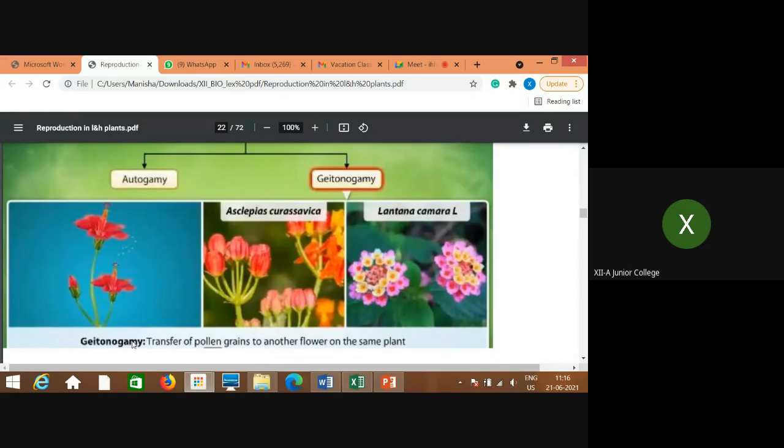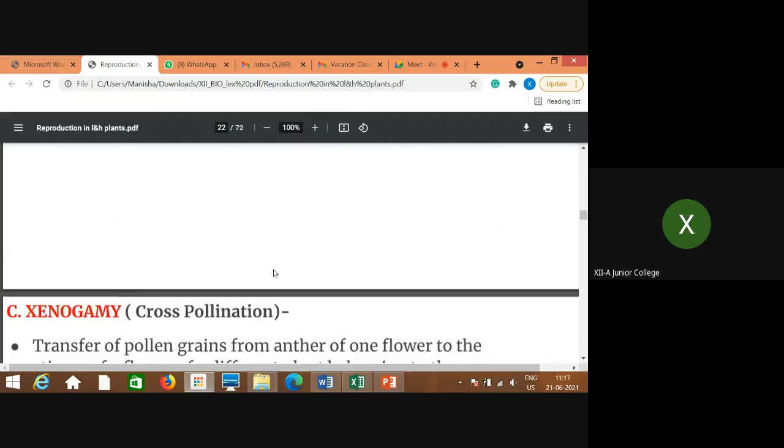Now here is the example of geitonogamy, where these are two different flowers. Hibiscus, you can see very well that with the help of wind or maybe insects, the pollen grains from one flower are transferred to another flower. Here geitonogamy is possible. Even in flowers like Lantana camara and Asclepias, there are chances, because these flowers are in a bunch group, at a similar height, so there are chances of the transfer of pollen grains from one flower to another flower. So these are some of the examples.